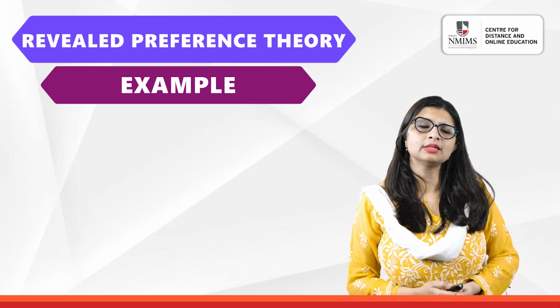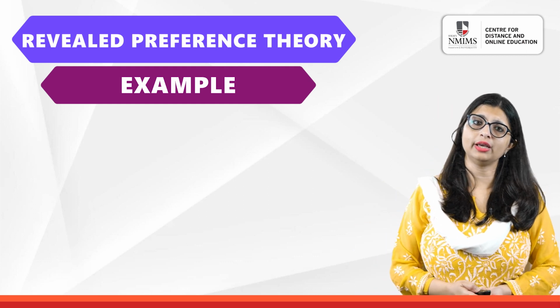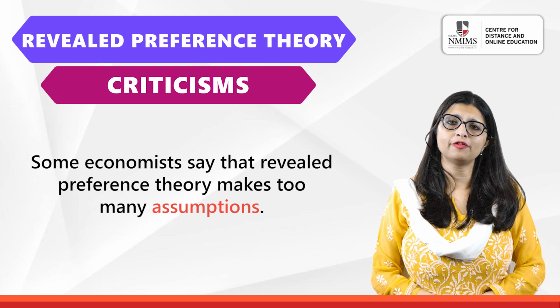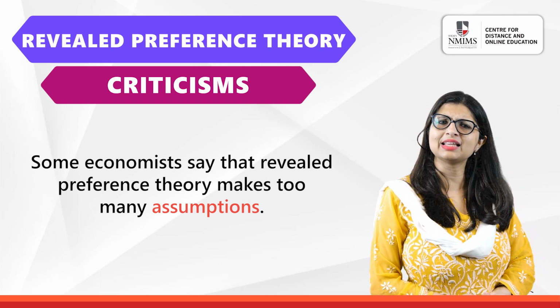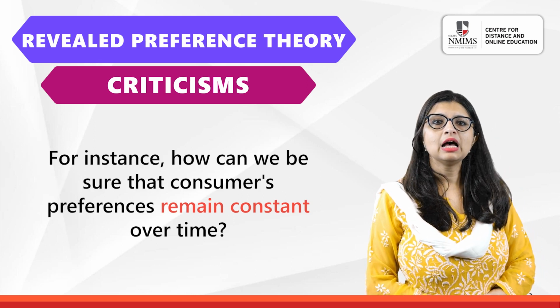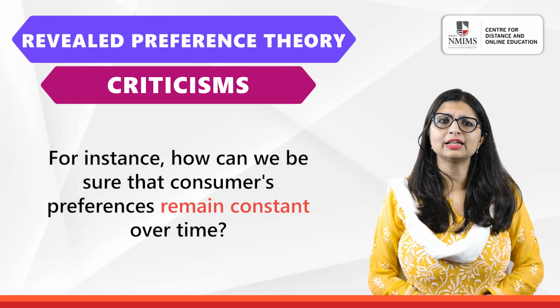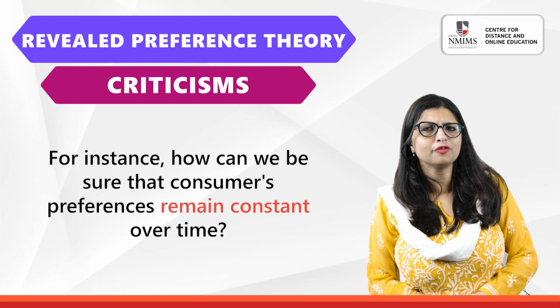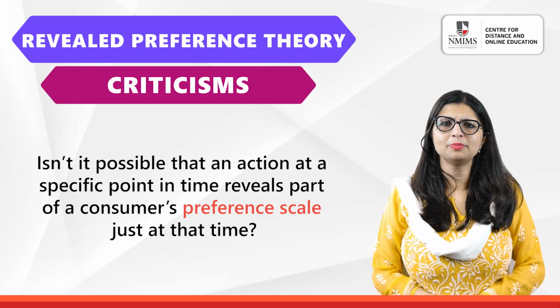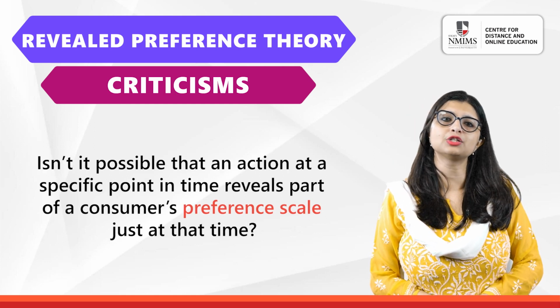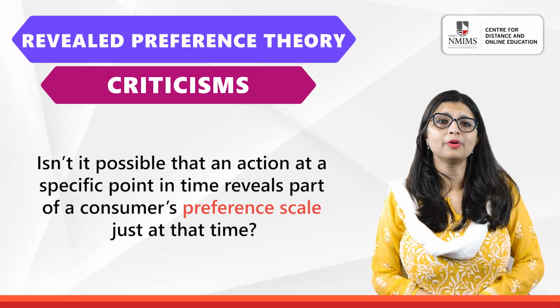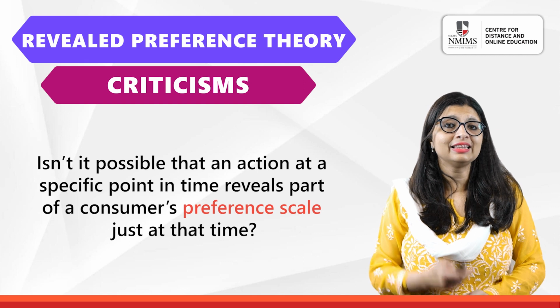Some of the criticism of revealed preference theory is that some economists say it makes too many assumptions. For instance, how can we be sure that consumers' preferences remain constant over a period of time? Isn't it possible that an action at a specific point in time reveals a part of the consumer preference scale just at that time?